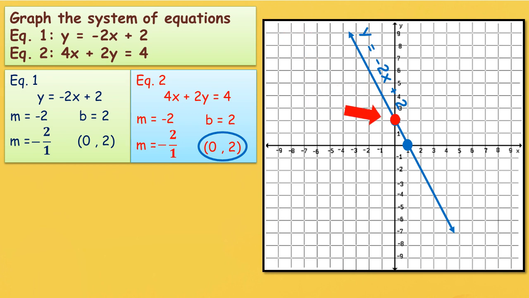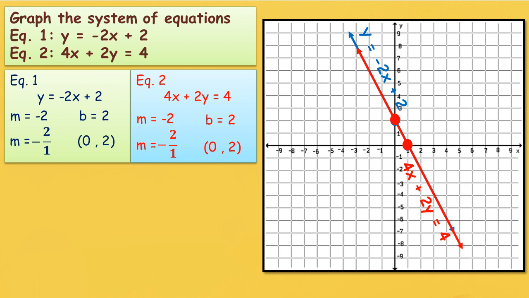Okay, now, from this point, hahanapin naman natin yung isa pang point using the slope of the second equation, which is negative 2 over 1. So, kung ang rise natin is negative 2, that will be 2 units downward, kasi negative 2. Okay, from this point, ang denominator natin is positive 1, that is the run, 1 unit to the right. So, ayun, yung ating second point. Let us now connect the 2 points. And don't forget to write the name of this equation. And that is 4x plus 2y is equal to 4.